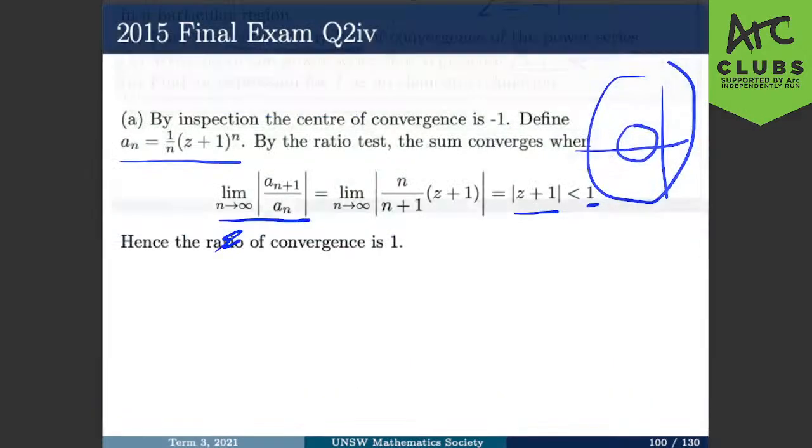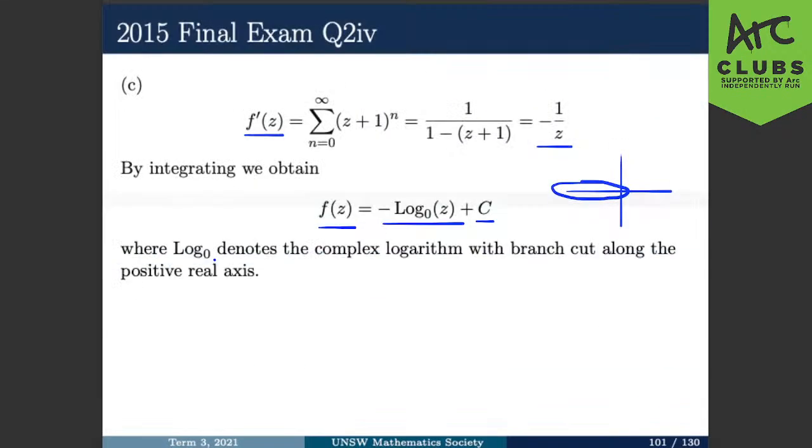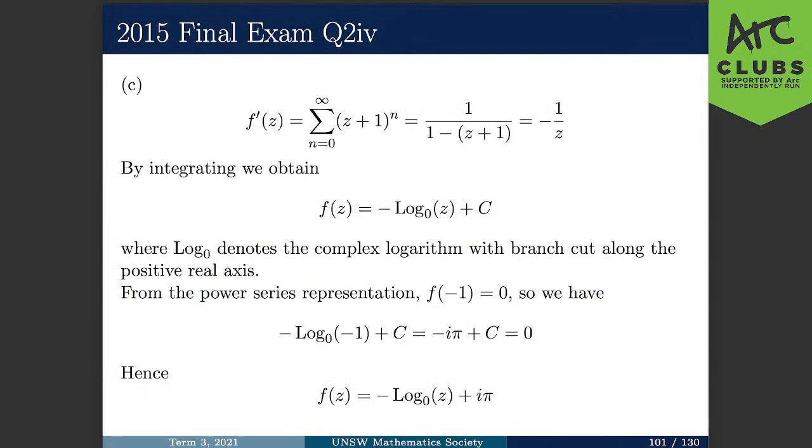So if I sub in -1 like this, that will equal 0, and now I can very easily find c. So c is in fact just i times pi. I sub the c back in here, and my f(z) is negative log of z plus i pi.